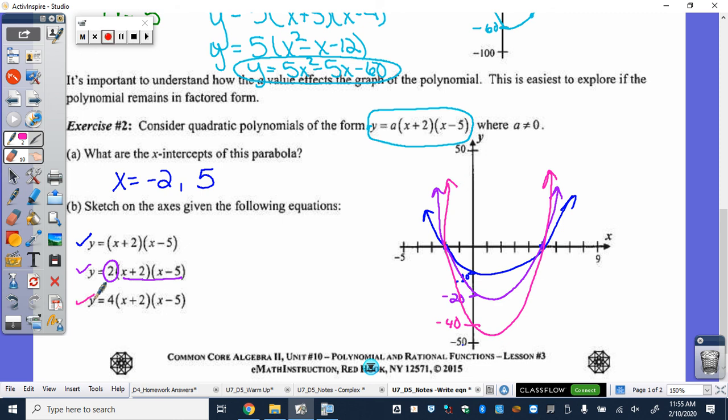So what you have to keep in mind is even though the roots are all the same, that a value does change it. So if it gives you another point that you have to make sure you hit, you've got to calculate what that a value is. Because although they have the same answers, the graphs of them look very, very different.